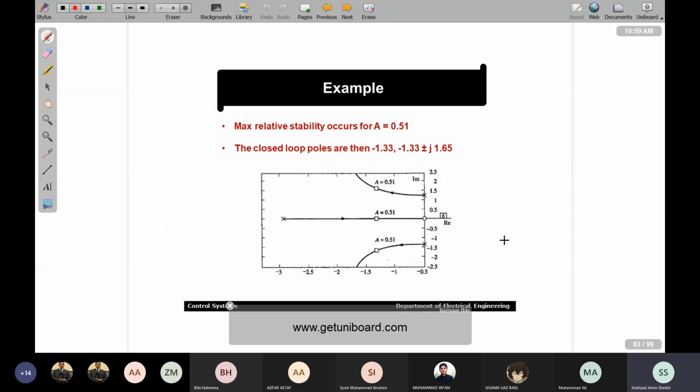So maximum relative stability is occurring at A is equal to 0.51, and remember this A is in fact the location of the closed loop zero. The closed loop poles are then इस particular location पे आपके closed loop poles हैं वो कहाँ पे चले गए हैं? -1.33, -1.3 plus minus j 1.65. तो ये जो आपको रेक्टेंगल्स या स्क्वायर्स नजर आ रहे हैं, these are in fact the location of the closed loop poles at maximum relative stability. Can anyone tell me what is the maximum relative stability at this point?